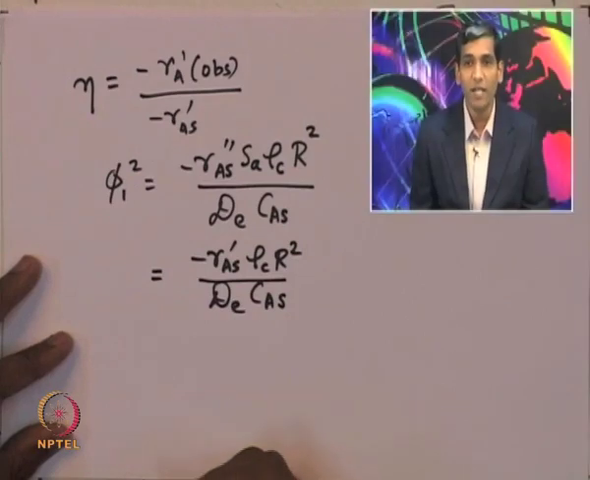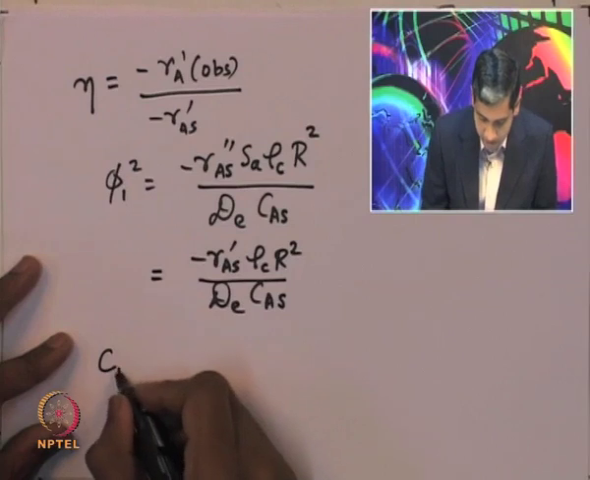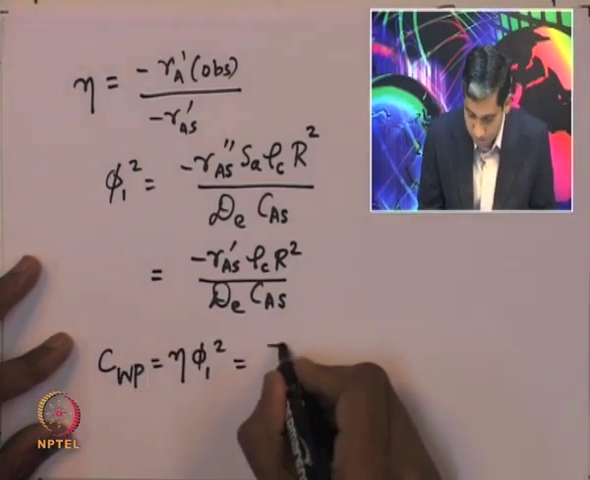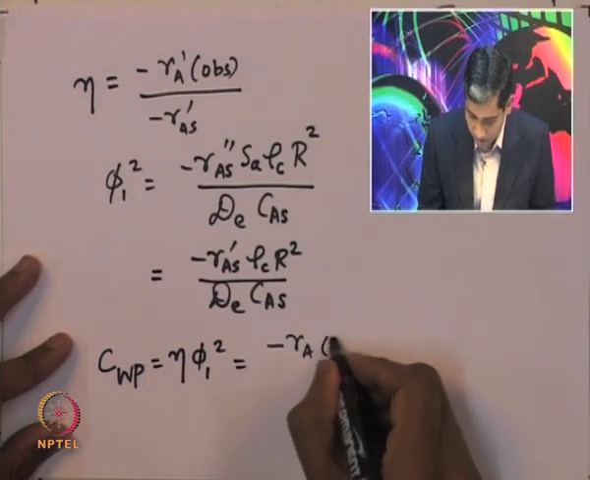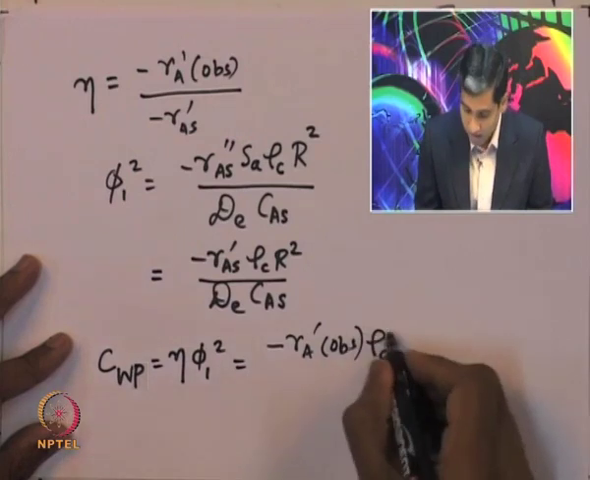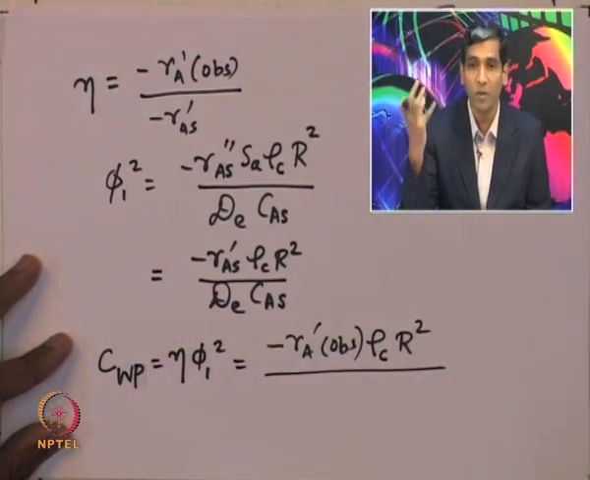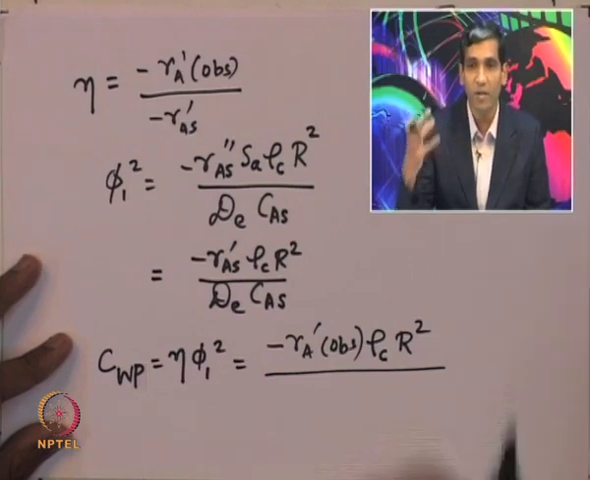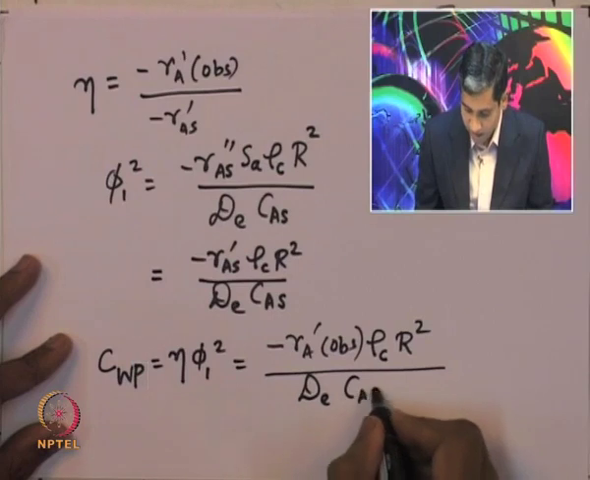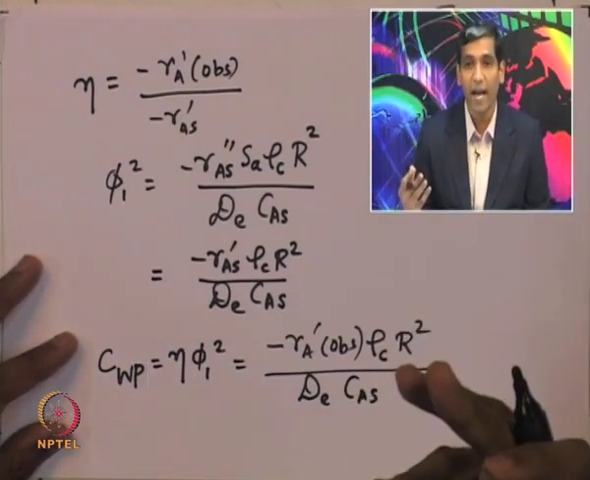So, now plugging these two expressions into the Weisz-Prater parameter, we will find that C_WP is equal to eta phi 1 square, and that is equal to minus R_A observed rate multiplied by the density of the catalyst rho_c multiplied by r square, which is the square of the radius of the pellet in which the heterogeneous reaction is occurring, divided by the diffusivity divided by the concentration of the species at the surface of the catalyst.